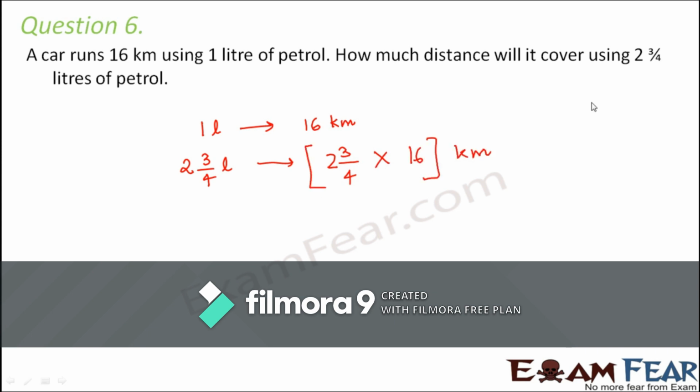Right? It is something like this, that the cost of 1 toffee is 5 rupees. Then what would be the cost of 6 toffees? The cost would be 6 multiplied by 5. Right? So this would be the distance travelled.